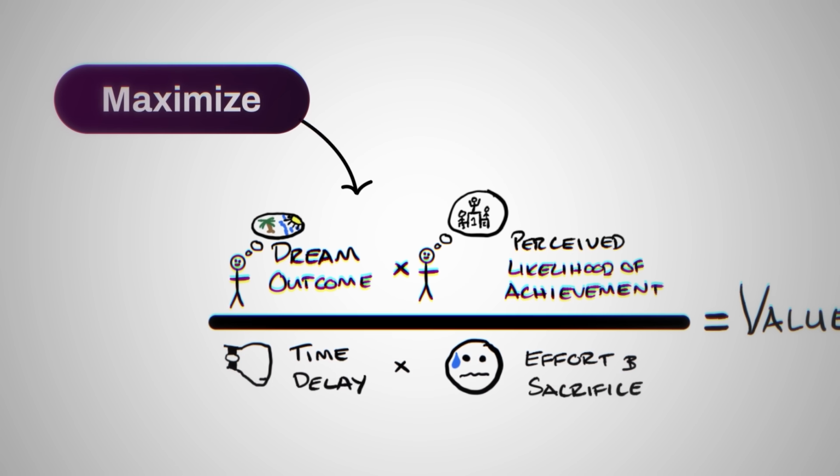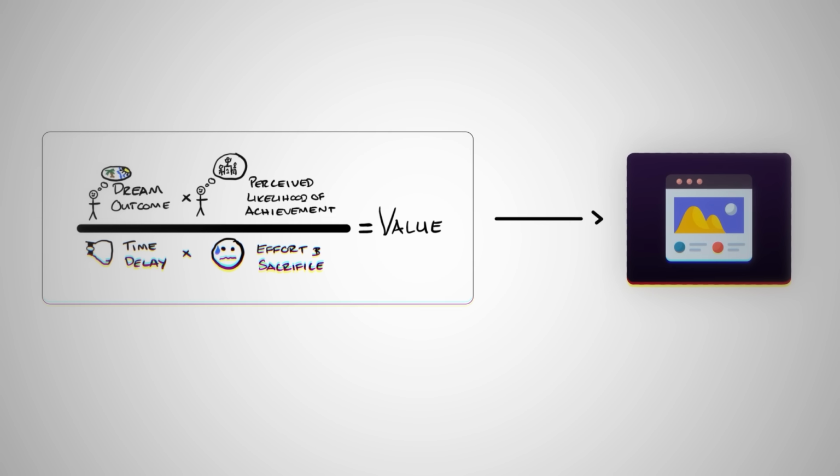Now, the goal is pretty straightforward. You want to maximize the top and you want to minimize the bottom, so the outcome feels as desirable and achievable as possible while you make the time and effort required feel as small as possible. And when you apply that logic to a landing page, something really interesting happens, because those four variables map almost perfectly to the four questions a visitor silently asks the moment they land on your landing page.